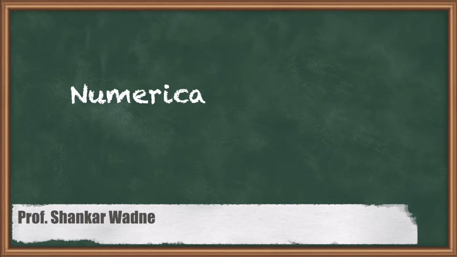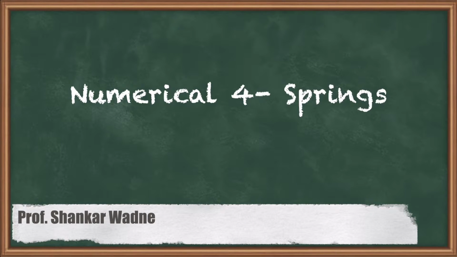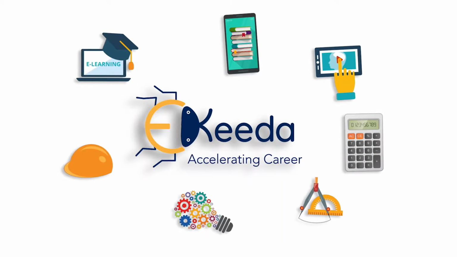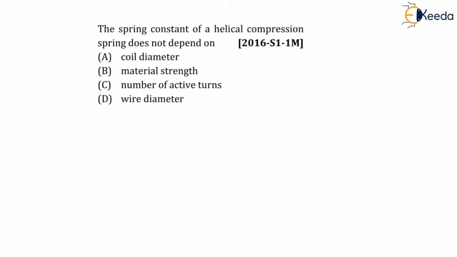Hello my dear students, in this lecture we are going to see one previous year GATE numerical based on the spring. The first question was asked in GATE 2016 in set 1 for 1 mark. The question is based on the spring. The question is: the spring constant of a helical compression spring does not depend on.